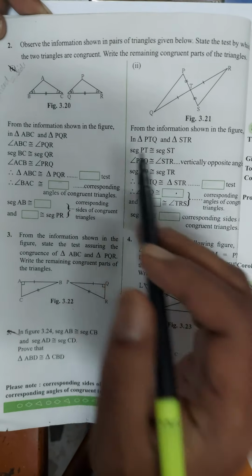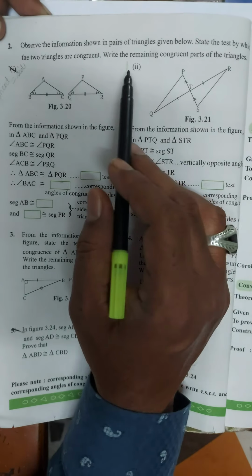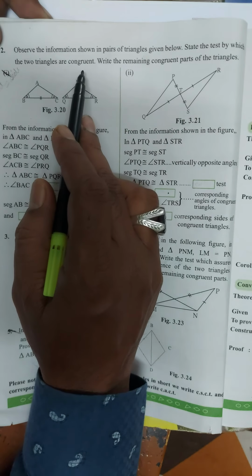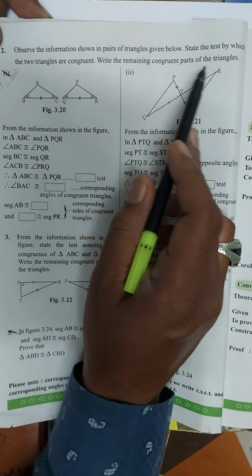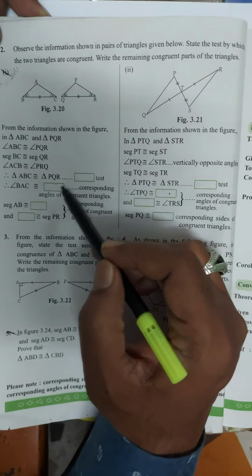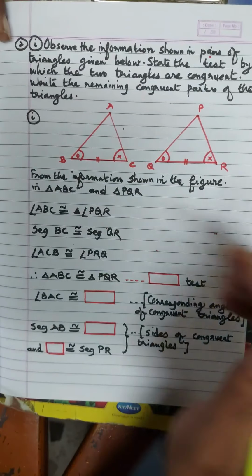Now see here also, we have to observe the figures and whatever information is given below. State the test by which the two triangles are congruent and write the remaining congruent parts of the triangle. So activities are there. We just need to fill up the 4 boxes here and understand what the solution says. It is also written in the notes form. So now let's check it out here.